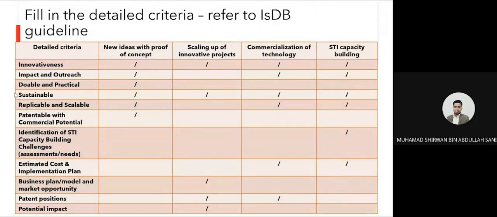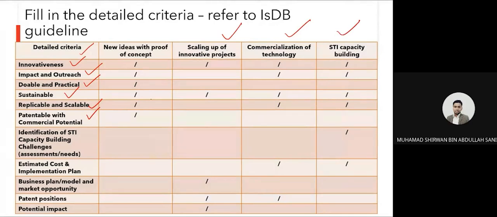different categories may need you to provide some explanation. Yeah. So this explanation can be categorized into different criteria. So you can see innovativeness, impact and outreach, doable and practical, sustainable, replicable and scalable, and patentable and commercial potential. This one is for proof of concept. Okay, and then you can go for identification of STI, estimate cost and plan, implementation plan, business model, patent position and potential impacts. Those will be different needs or requests if you apply on different categories.